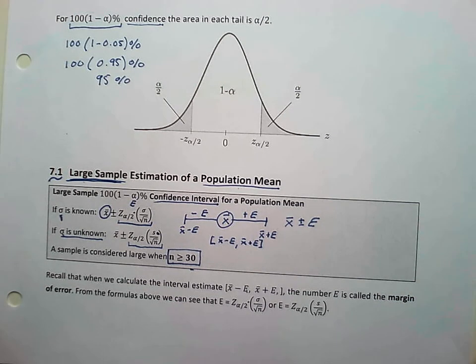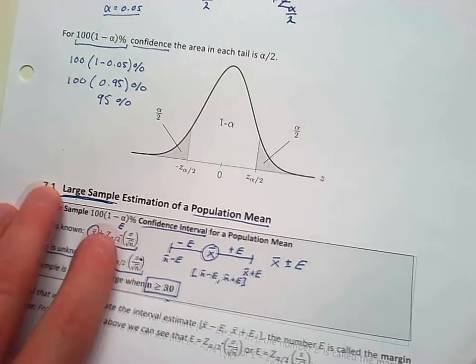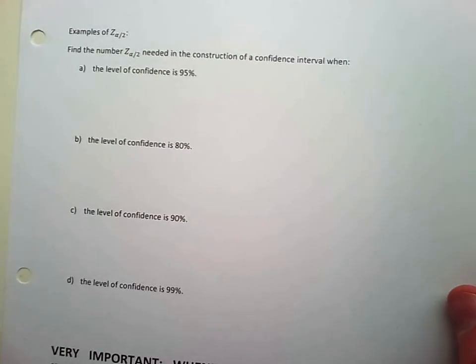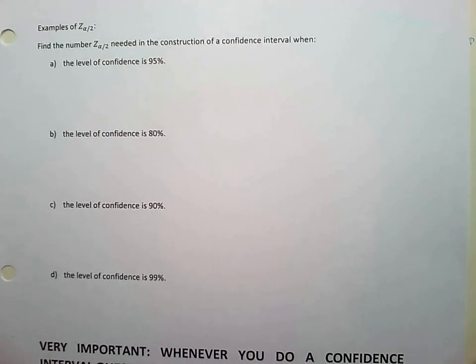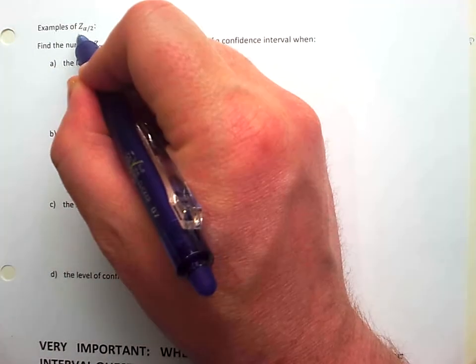Alright, so let's go ahead and try to practice finding some of these z sub alpha divided by 2's. In chapter 5, we practiced a whole lot how to find z values. And the reason why we practiced it a whole lot then was, like I said, a lot of the stuff that we're going to do for the rest of the semester is going to rely on you knowing how to find z values. Here we're going to still find z values, but they're slightly different.